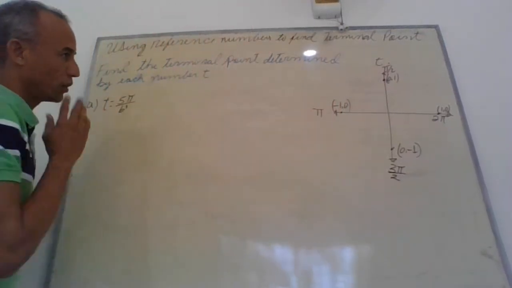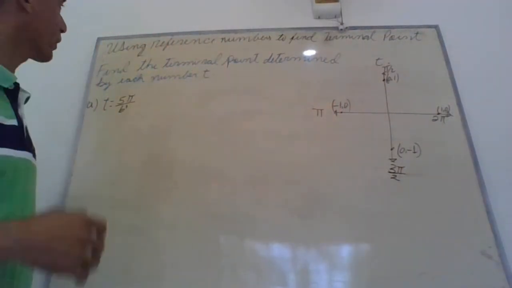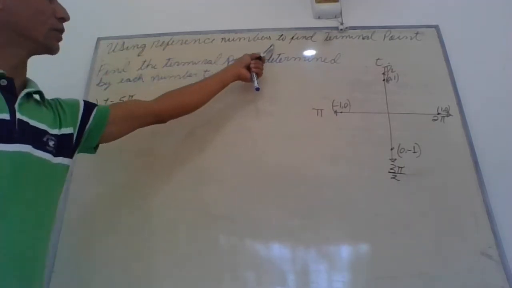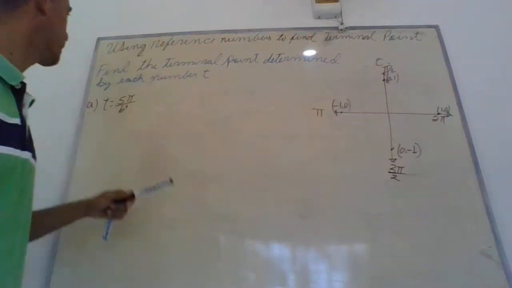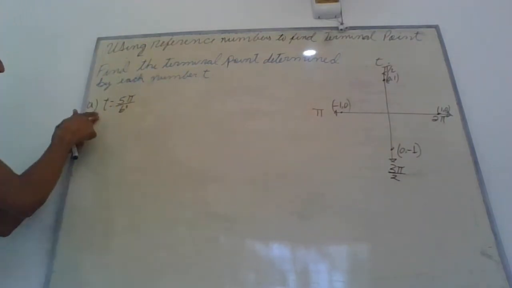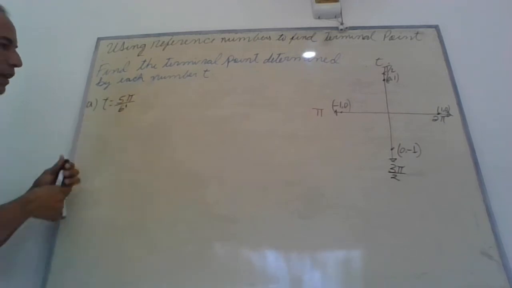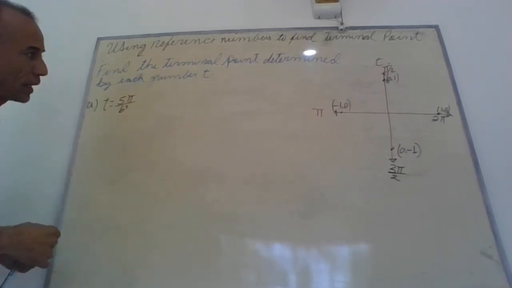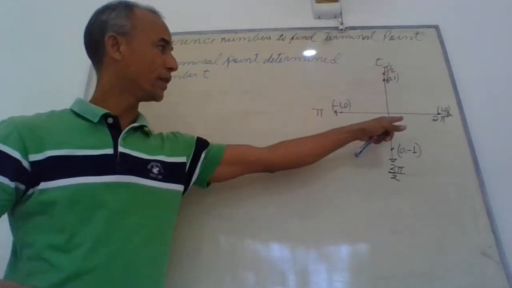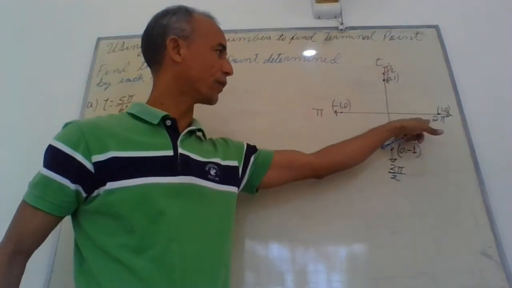Okay, let's go with another example where we're going to use the reference number. Here, using the reference number to find the terminal point. Find the terminal point determined by each number t. We have the number t equals 5 pi divided by 6. We are going to find the reference number, okay? When we have this, it's easy for us to find the reference number.